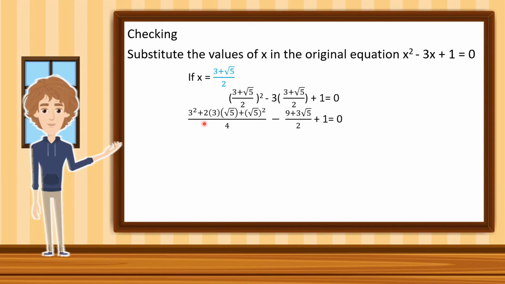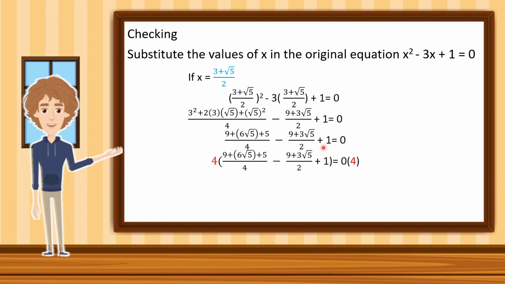3 squared plus 2 times 3 times square root of 5 plus square root of 5 squared all over 4 minus 9 plus 3 square root of 5 all over 2 plus 1 is equal to 0. Then 9 plus 6 square root of 5 plus 5 all over 4 minus 9 plus 3 square root of 5 all over 2 plus 1 is equal to 0.